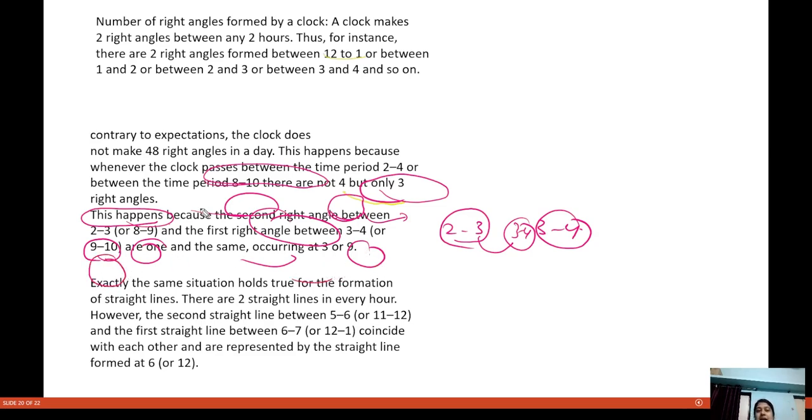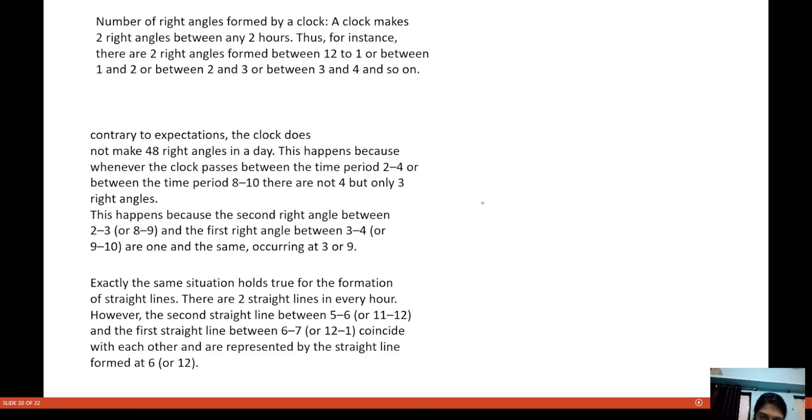Because between 2 to 4, or between the period 8 to 10, there are not 4 but only 3 right angles. So we have 2 right angles less, and when we have 2 right angles less, we are left with only 46 right angles. You can draw this and it will be very evident to you about these right angles, but it will take a lot of time.